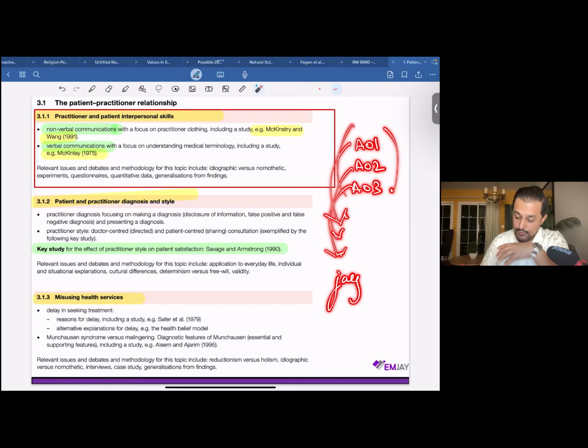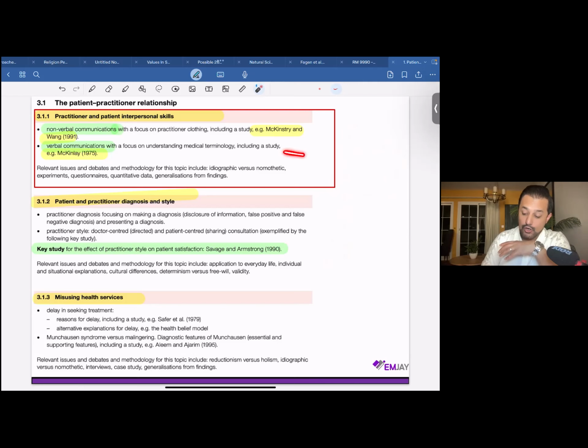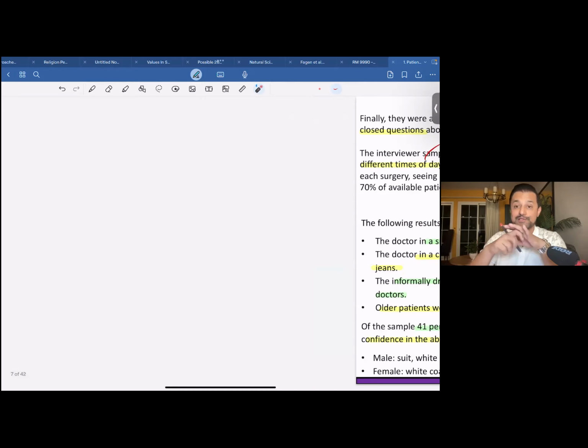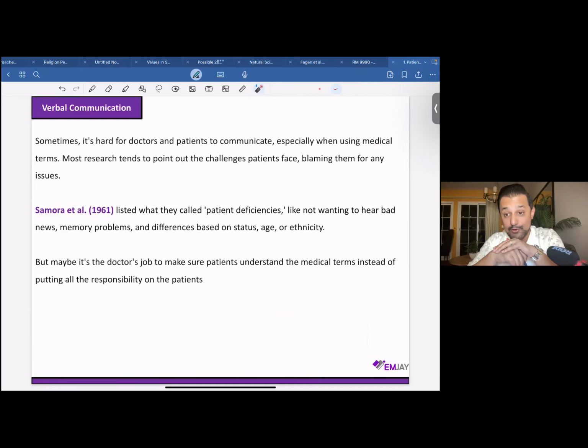Now, doctors, I'm sure you'd agree, use very fancy words. When you're communicating with a doctor, you might come across a doctor who ends up using words that are very difficult to comprehend. They're very difficult to understand. So sometimes it is hard for doctors and patients to communicate, especially when using medical terms. Most research tends to point out the challenges patients face, blaming them for any issue.